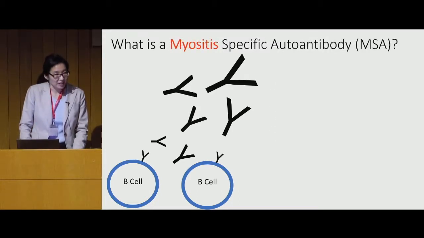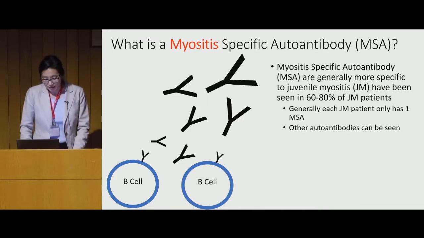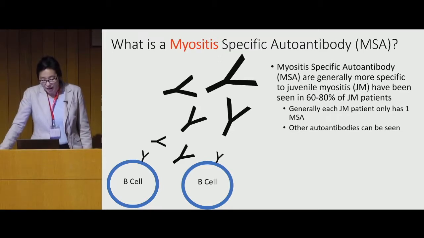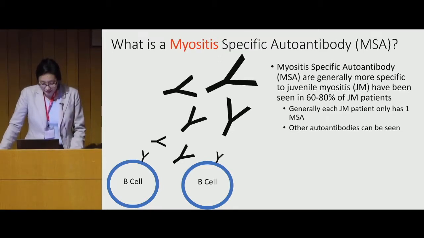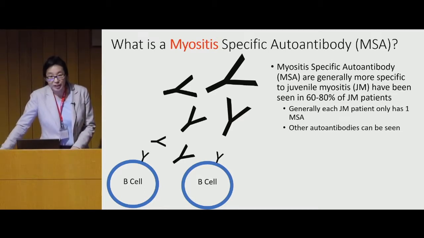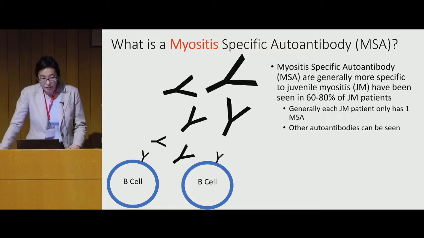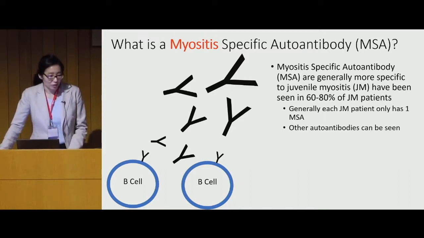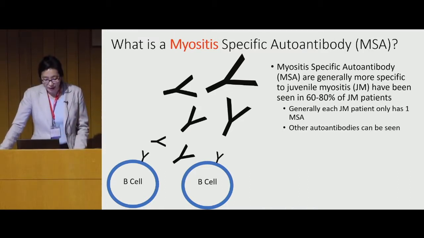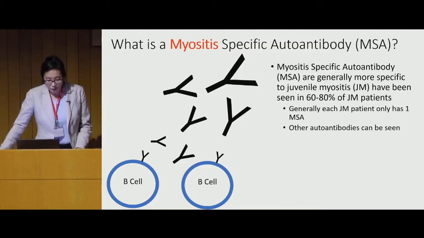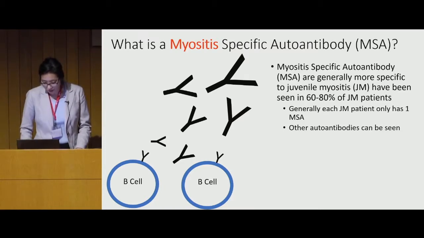So what about myositis-specific autoantibodies? Myositis-specific autoantibodies, or MSAs, are supposed to be more specific to juvenile myositis. So that's why they have that name. They've been seen in up to 60 to 80% of juvenile myositis patients. Generally, each patient should only have one of these myositis-specific antibodies, though they can have other autoantibodies. Like you may also have a positive antinuclear antibody, and there are other myositis-associated antibodies or other types of antibodies that are not so specific, which someone can also have.